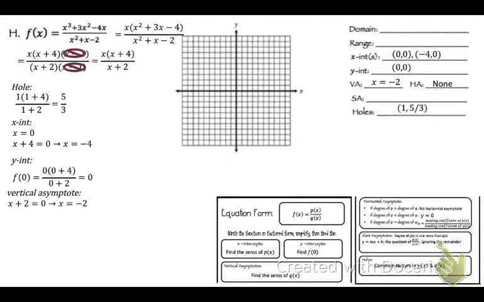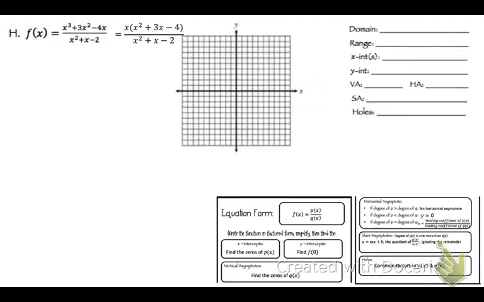My slant asymptote, if we multiply that in, you get (x squared plus 4x) over (x plus 2). We can use synthetic division to divide this. Bring down the 1. 1 times negative 2 is negative 2.